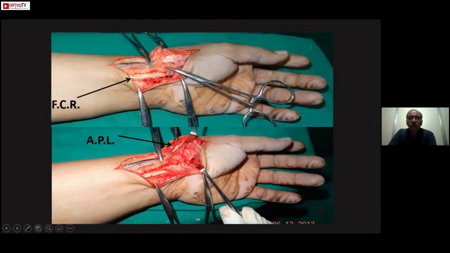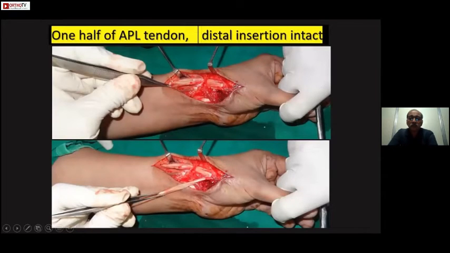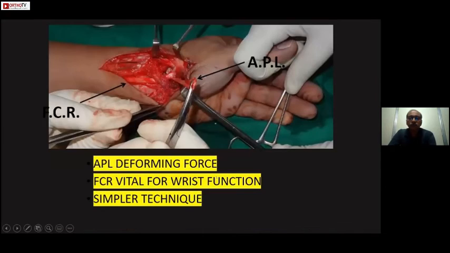You take half of the APL, incised at the proximal part, generally at the musculotendinous junction, and the distal insertion is intact. Then you wind it around the FCR tendon in the void. Another advantage of this procedure is that the APL is a deforming force, and FCR is vital for wrist function, so I don't like to disturb it. You wind the APL tendon around the intact FCR tendon in the void and suture it there. It's a very simple technique.